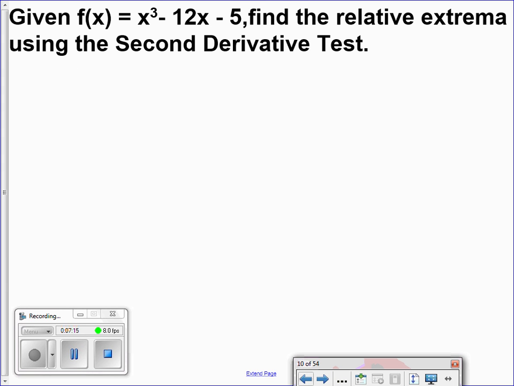This is the first one you have, right, guys? Now, if they just said find the relative extrema, you could use whatever you want to find where it has a max or min. But they actually say using the second derivative test. So what's the first thing you have to do? Get the first derivative. So write down what the first derivative is.